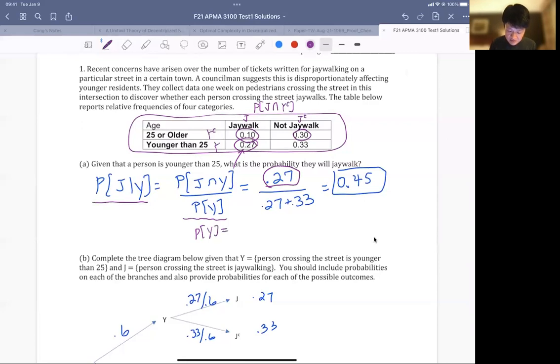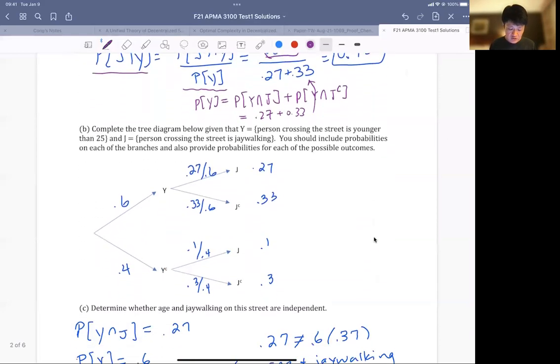how do we compute that? The probability of Y essentially is the probability of Y intersect J plus the probability of Y intersect J complement. Why? Because of the total probability: J and J complement form a partition of the sample space, right? So then this is basically 0.27 plus 0.33. Okay, so that's how you get here. And then if you do the division, you get 0.45.